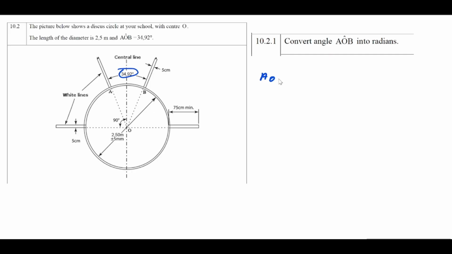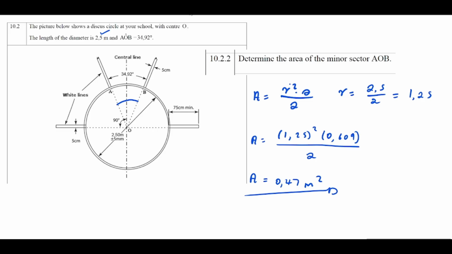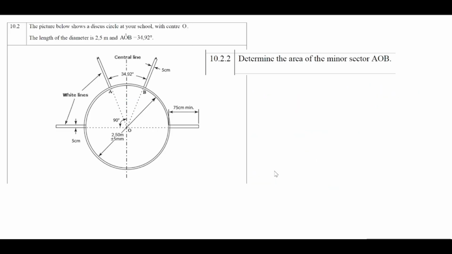So it's very simple. AOB equals the angle that is given, 34.92 degrees. When you're converting from degrees to radians, you simply multiply by pi and then you divide by 180 degrees. And then you put that in your calculator, you will find 0.609 radians. So that is our converted angle from degrees to radians. And then let's clear this.